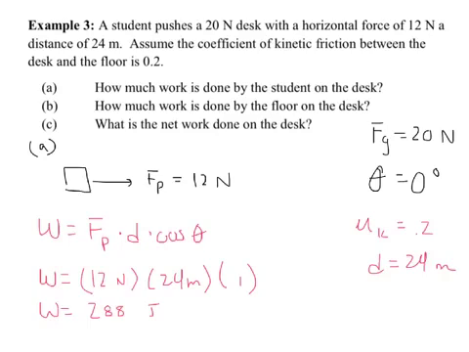24 times 10 is 240. 24 times 2 is 48. 240 and 48 is 288. You can do it that way. Okay? So the work done is positive here. Now, the part with friction is next, which we have to figure out.